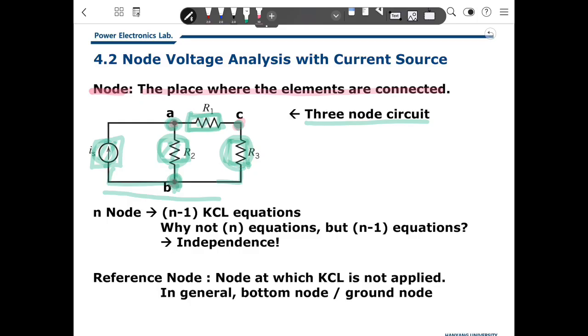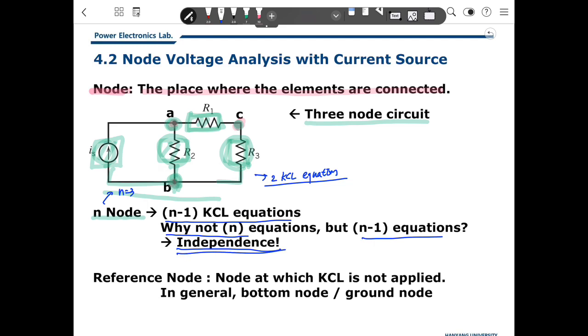When you have n nodes, in this case n is 3, that means you can have n-1 KCL equations. In this case, you can have 2 KCL equations. Why not n equations but n-1 equations? Because of independence. I'll tell you about that.